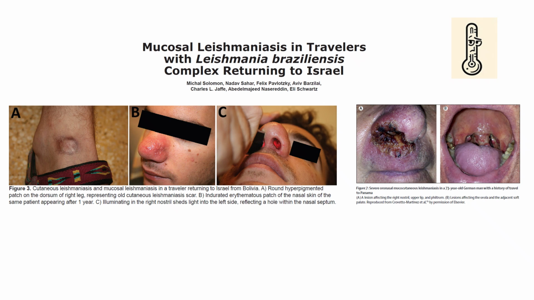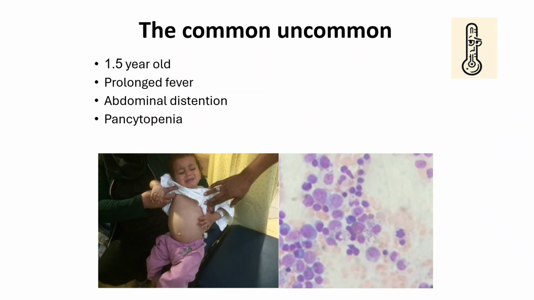Finally, we see the real-world impact on travelers returning to Israel from South America. These cases often involve the Leishmania brasiliensis complex, which can be deceptive. A patient might have a simple scar from a healed leg ulcer, only to develop a new, indurated patch on the nose a year later. As shown in the illuminated image, this can progress to a perforated nasal septum or severe oronasal destruction. It serves as a critical reminder that with New World strains, a healed skin lesion isn't always the end of the story.